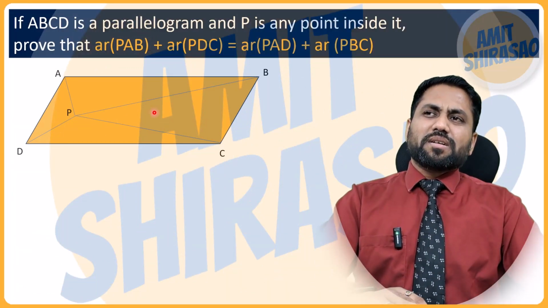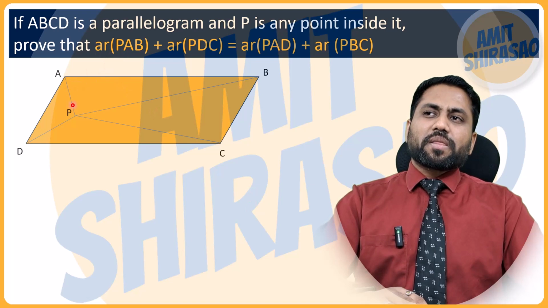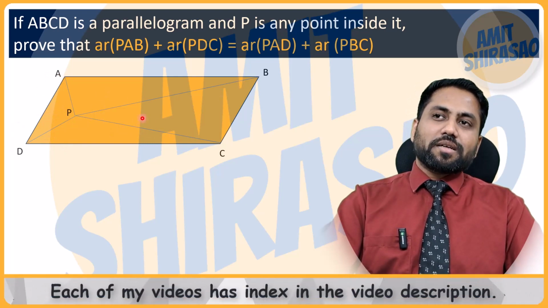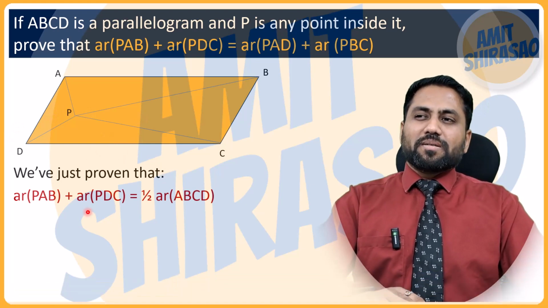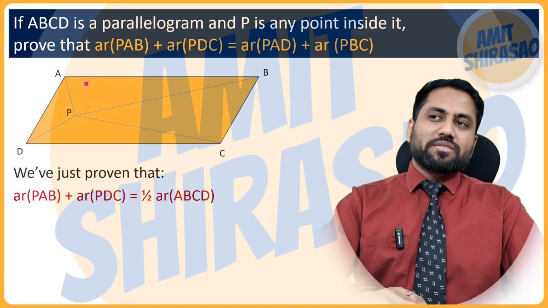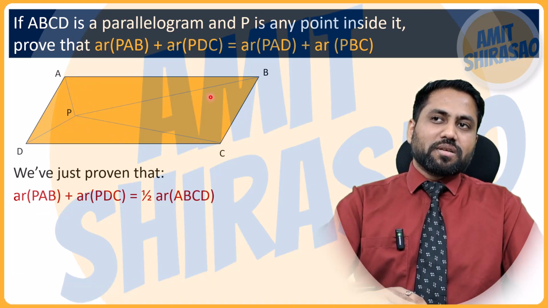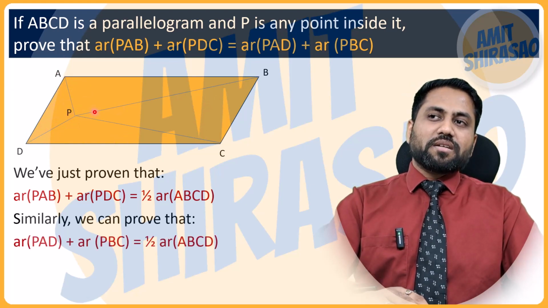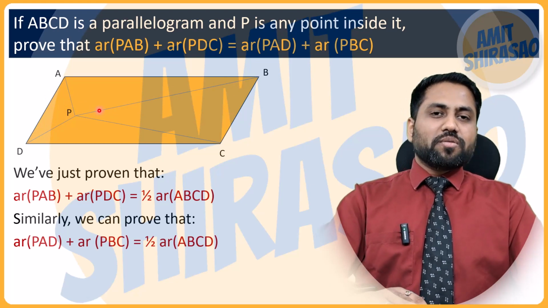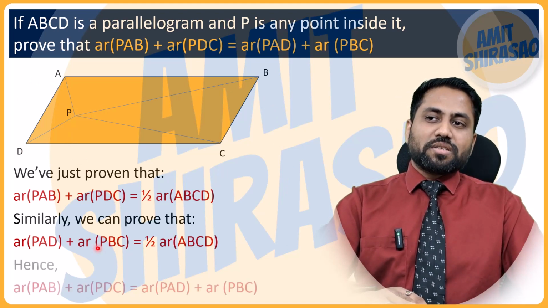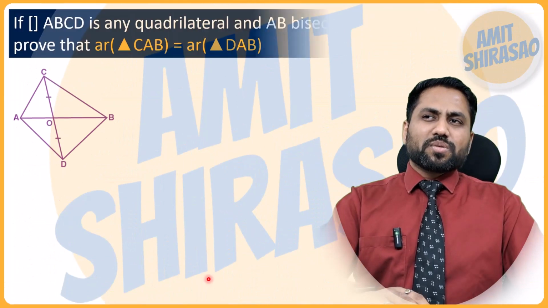Another exercise can be: the area of this upper triangle plus the area of this lower triangle should be equal to the sum of the areas of the left side triangle and right side triangle. Again, in a similar way, we have just proven that the area of this triangle plus the area of this triangle is half the area of the parallelogram. Similarly, we can prove that area of left triangle plus area of right triangle is equal to half the area of the parallelogram. Since the RHS is the same, the LHS must also be the same, so hence proved. So these were a few examples.